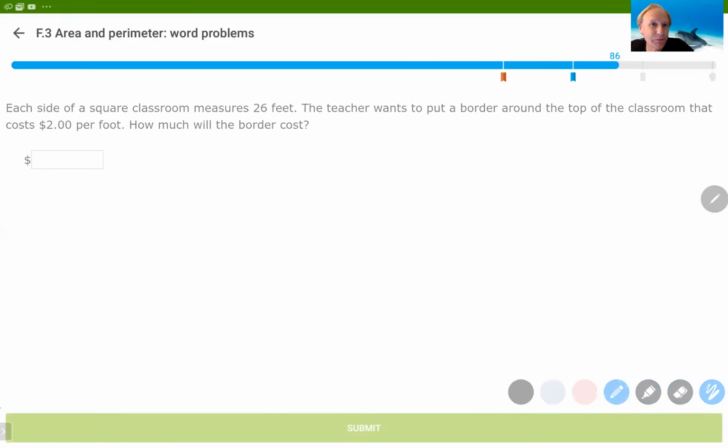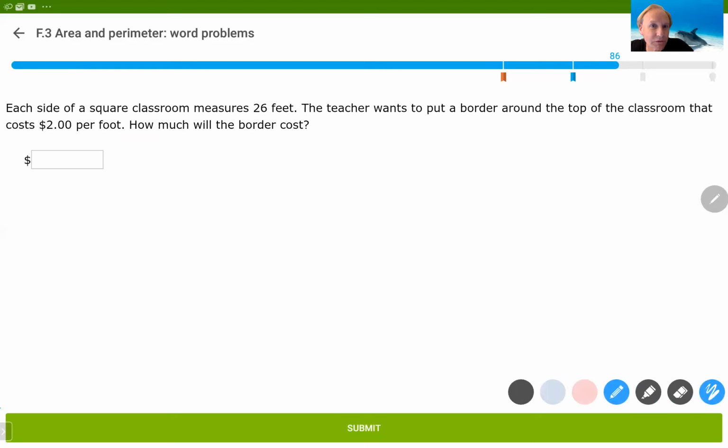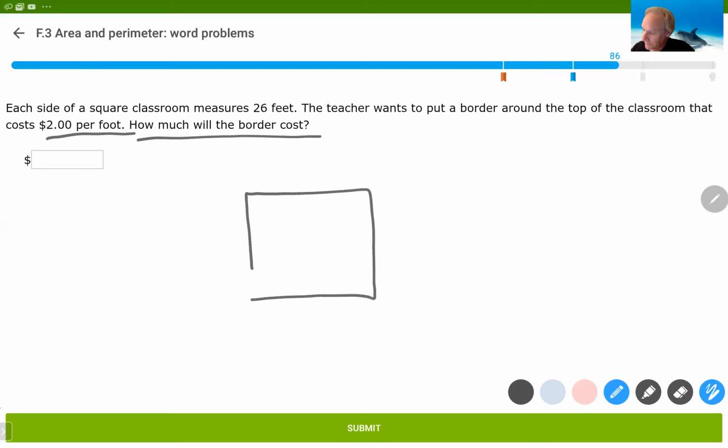Get this guy done. A square is 26 feet. Wants a border that costs $2 per foot. Each side of the square is 26 feet. So we want to put a border. Now a border, be careful. This is not a square foot problem. This is per foot. The border means that it's going to be a perimeter. And it's going to be 26 on each side. So you're going to take 26 times 4. And that's going to give you 96, I believe. 94, sorry.